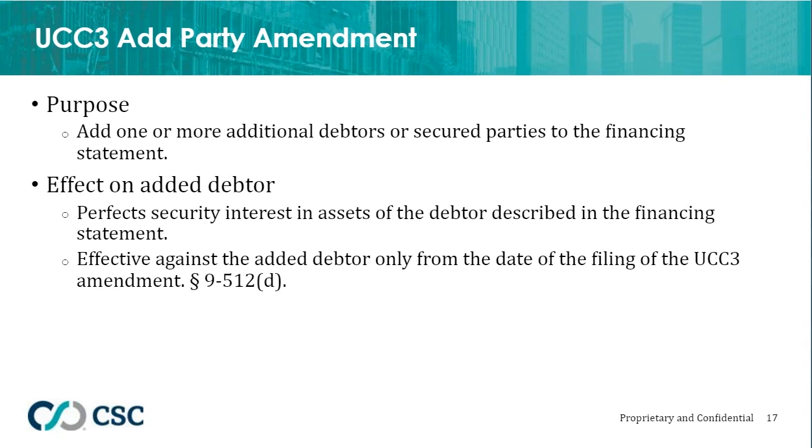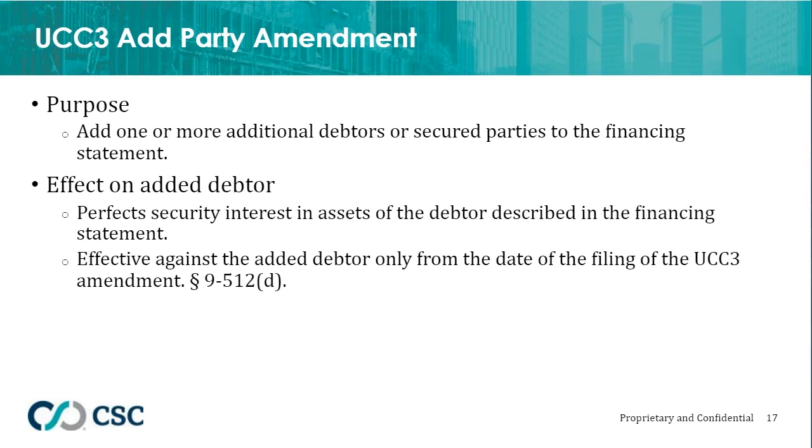And that's because until the amendment was filed with respect to the new debtor, it didn't provide any notice to third parties that this debtor's assets were encumbered. So as a result, the priority will only run from the date of the filing of the amendment. This can result in situations where financing statements have multiple priority dates with respect to different debtors and different collateral, because the same thing applies on an amendment to add collateral.